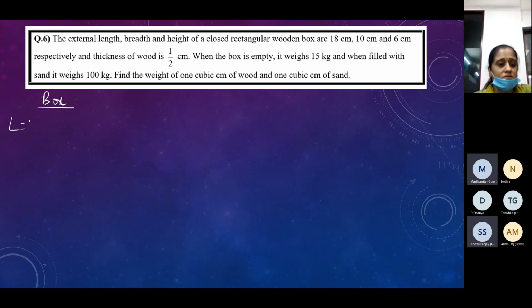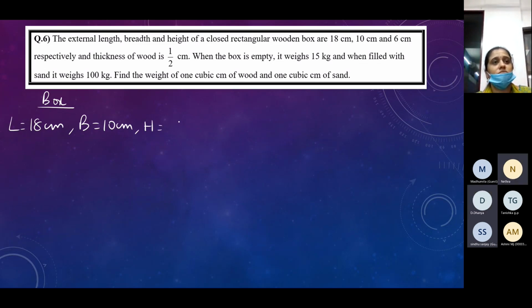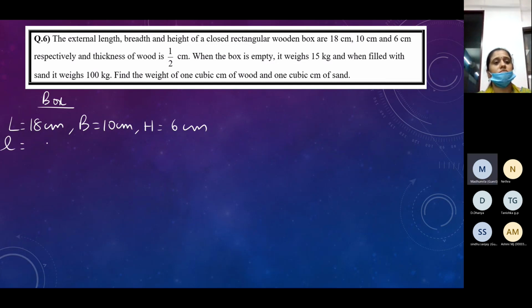18 centimeters, ma'am. B, 10 centimeters. H, 6 centimeters. And small l? 17.5 centimeters, ma'am. 17 centimeters, ma'am. Raja was right. Okay, now Madhumita, you're also right.